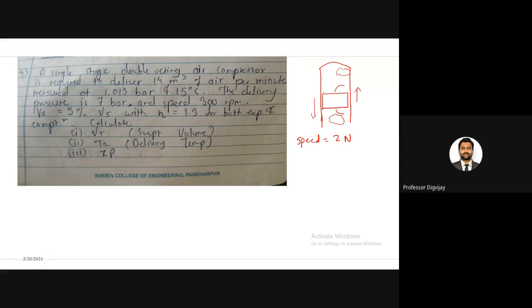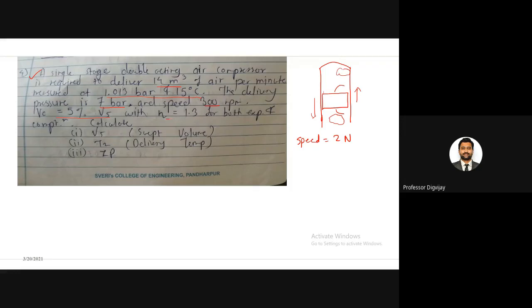So here it is said that a single stage double acting air compressor is required to deliver 14 meter cube of air per minute measured at 1.013 bar and 15 degrees Celsius. So this is your inlet condition, and this much amount of air is being delivered, 14 meter cube. The delivery pressure is 7 bar, and the speed is 300 RPM. But as this is a double acting cylinder, that speed will be 600 RPM. The VC, that is the clearance volume, is 5% of Vs, that is given here, with n equal to 1.3.